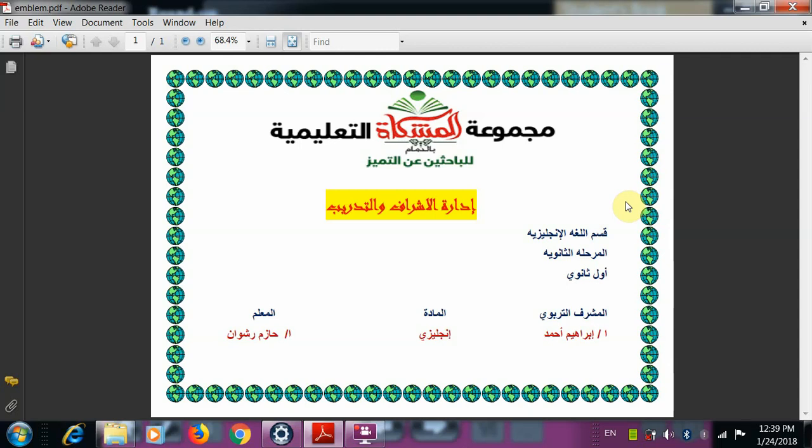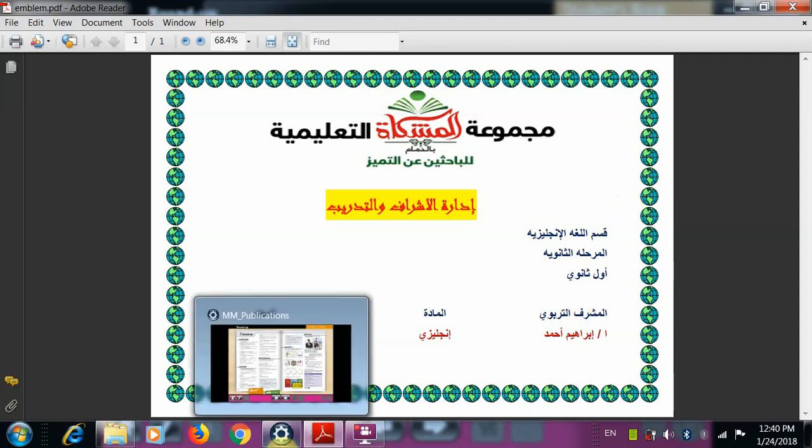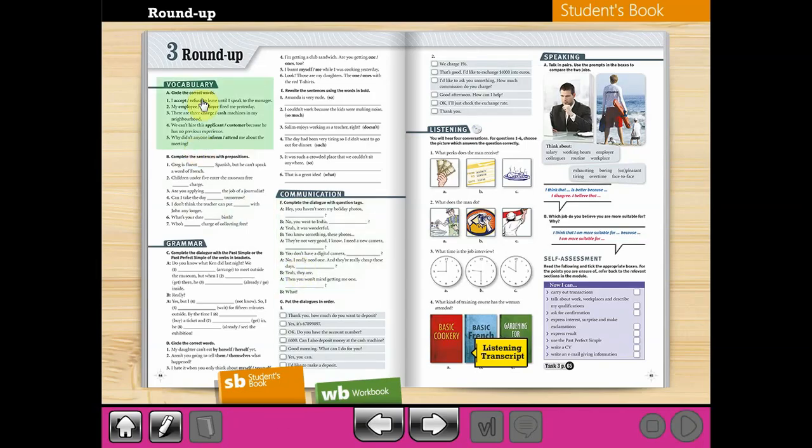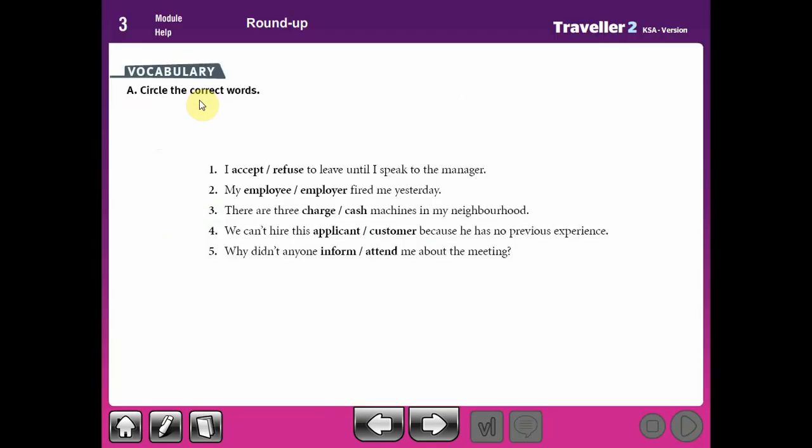This is our new lesson of Traveler 2 for grade 10, the secondary stage. Module 3, the roundup on page 44 in the student book, right? We will start our lesson today with the roundup, or the revision, of the unit. We will start here from page 44 in the student book, the vocabulary section.